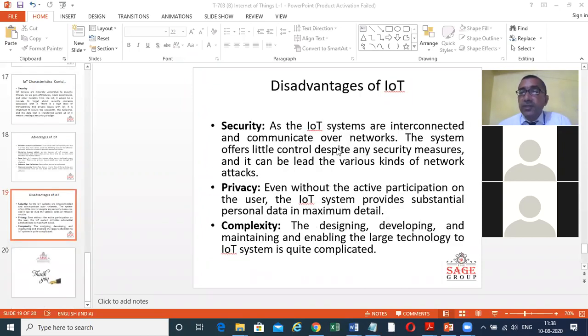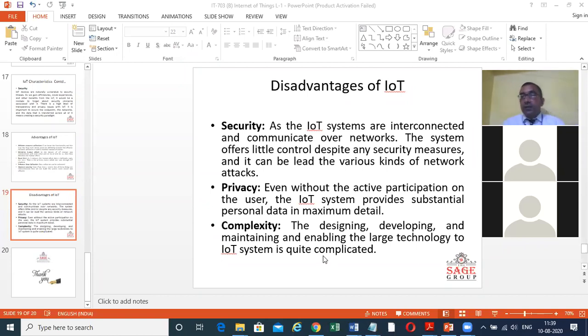Now these are some main disadvantages. I write here the disadvantage also: security is also a disadvantage. Security is the main concern. As I discussed earlier, security is the main reason and the main research area of IoT devices and IoT based projects. Privacy is also a main concern in the IoT, and complexity.